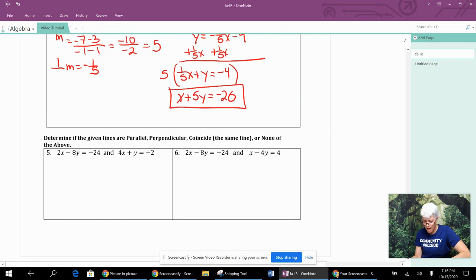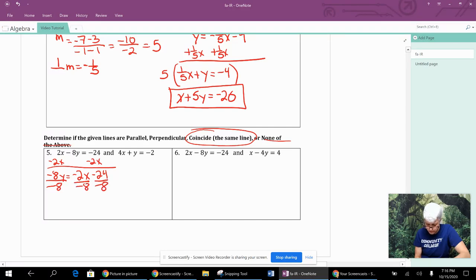Okay, now we have two equations and we have to determine if they're parallel, perpendicular, coincide. We haven't even talked about that, or none of the above. So let's look at this. So I'm going to put them both in slope-intercept form. That's very important. So I'm going to move my 2x over. And I got -8y equals -2x minus 24.